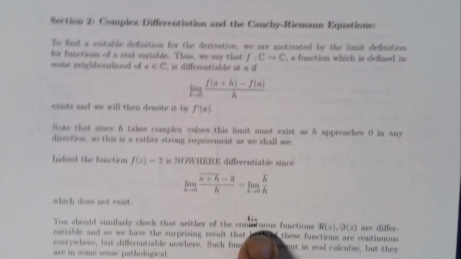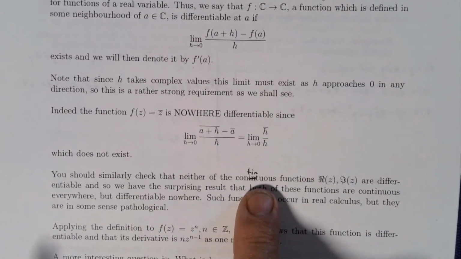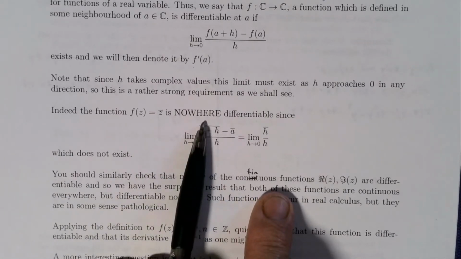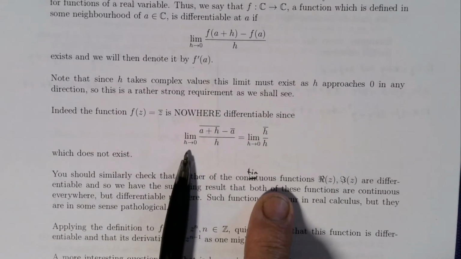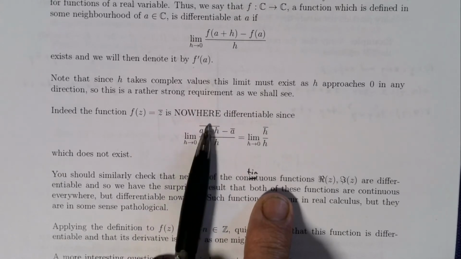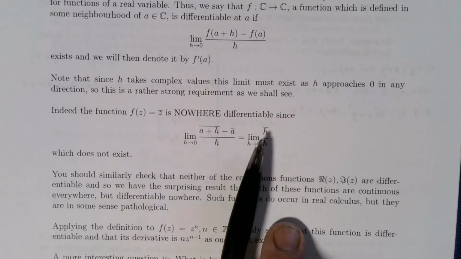If, for example, we take the function f of z equals z bar, then this is nowhere differentiable because this limit, as we'll see, is not going to exist. So if we plug it in, we take the conjugate of a plus h minus a conjugate over h. The conjugate splits and the a conjugates cancel, and so we just end up with h bar over h, and that limit does not exist.